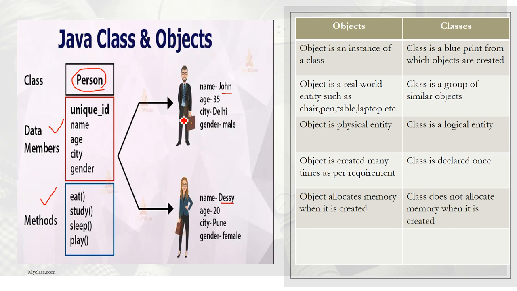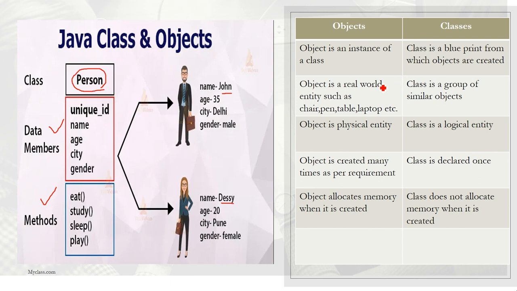So John has its data. John has specific values for these data members. Name is John, age is 35, city is Delhi, gender is male. But in the case of Desi, the name is Desi, age 25, city Pune, gender female. So we can say that John and Desi are the objects of the class Person.